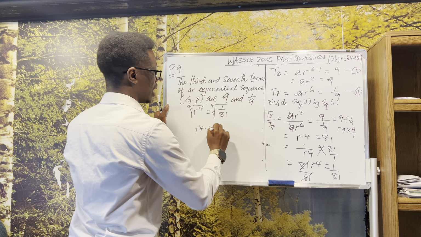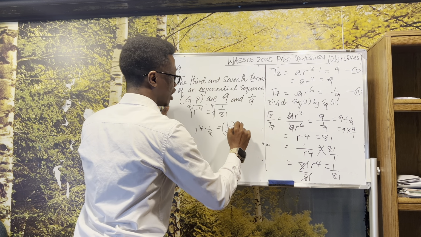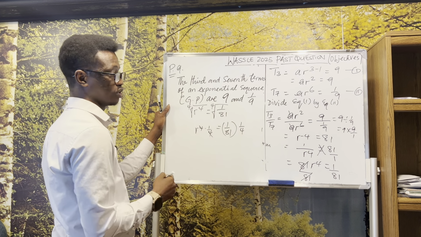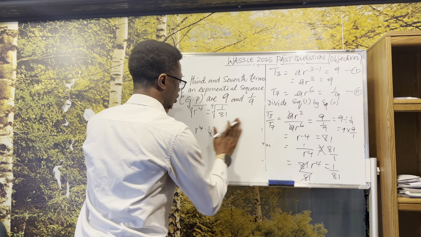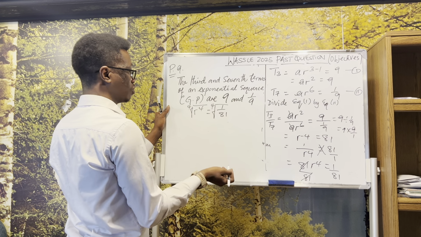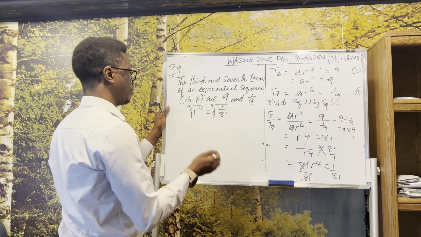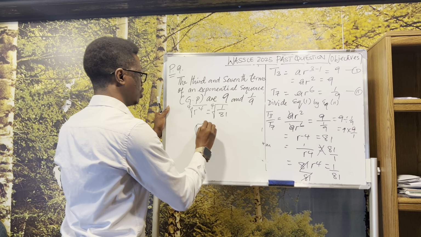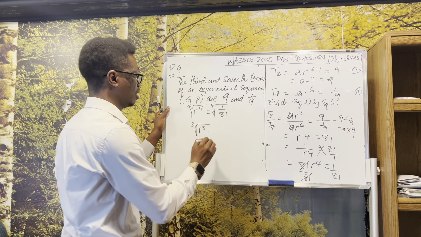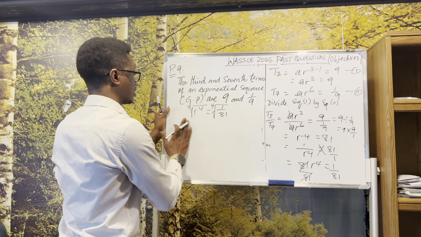And whatever you do there, you have to do it again. This again, 1 over 81, then raised to the power 1 over 4. That's basically what you are doing. Because you have r raised to the power 4, if you want to get rid of this, you take the fourth root. Is that clear? If you have r raised to the power 3, you take the cube root. If you have r squared, you just take the square root. Perfect.